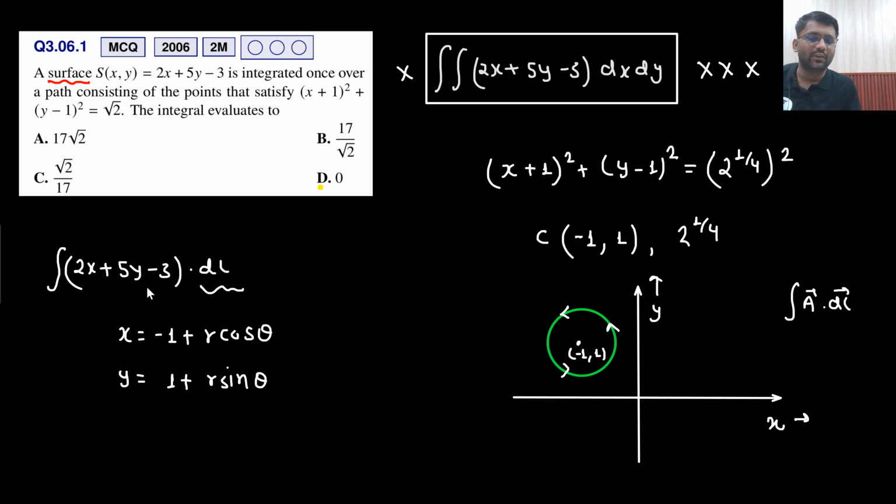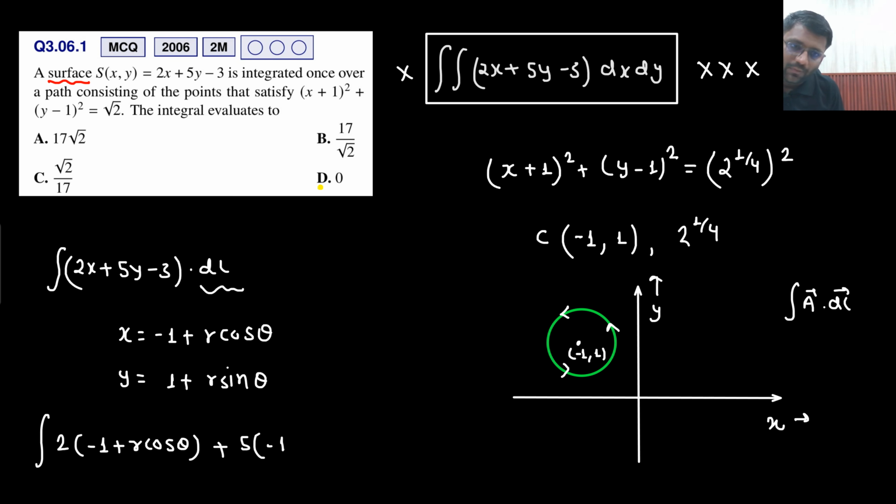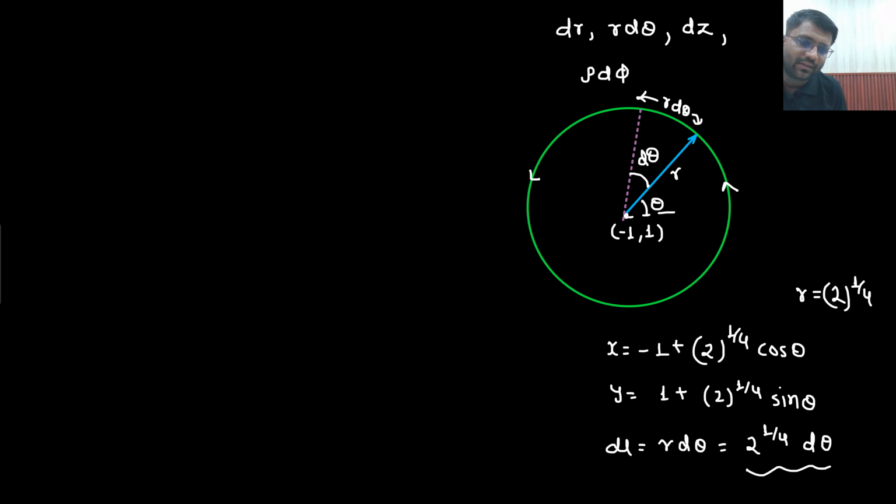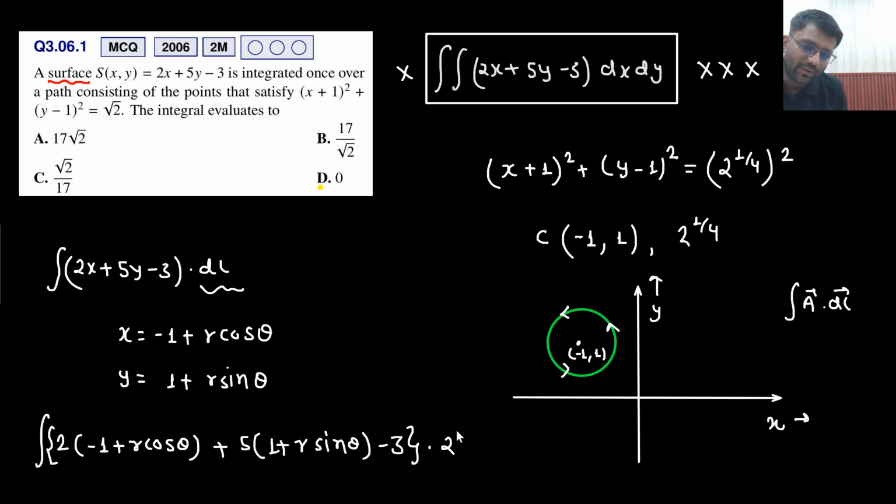Do I know the value of x? Yes, I know the value of x. I know the value of y? Yes, I know the value of y. Minus 3, and dl is also there. So let's solve it. 2 times minus 1 plus r cos theta, plus 5 times 1 plus r sin theta, minus 3, dot product with r d theta, that is 2 to the power 1 by 4 d theta, with theta going from 0 to 2 pi. And you are supposed to solve this integral now.